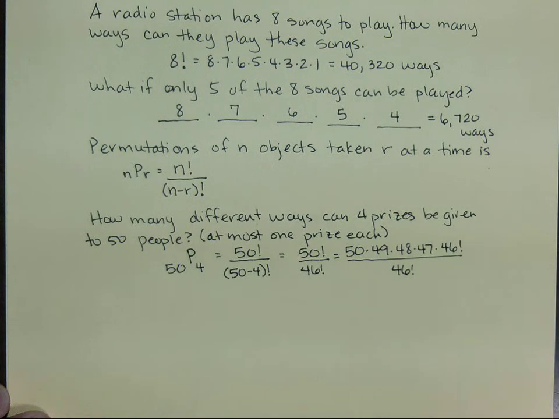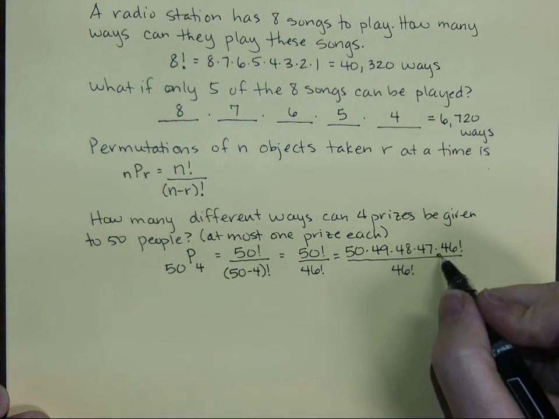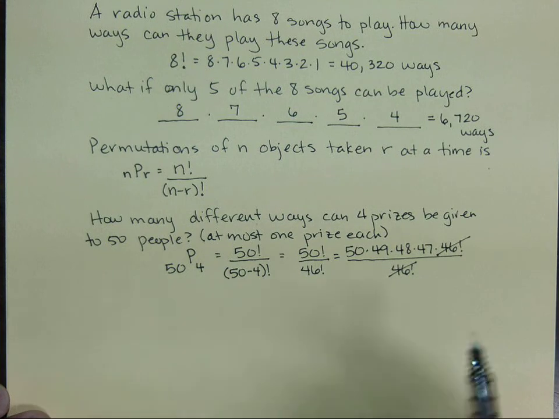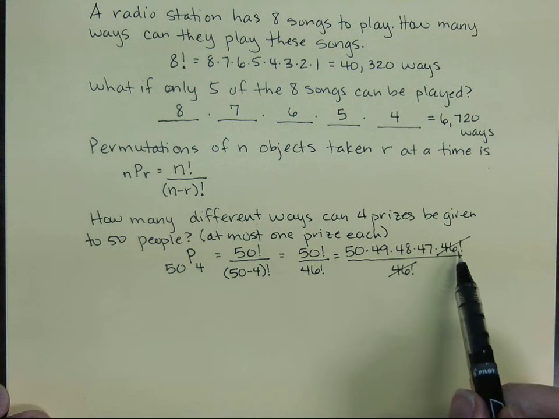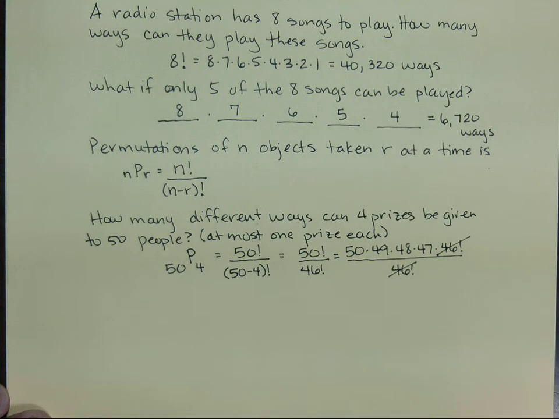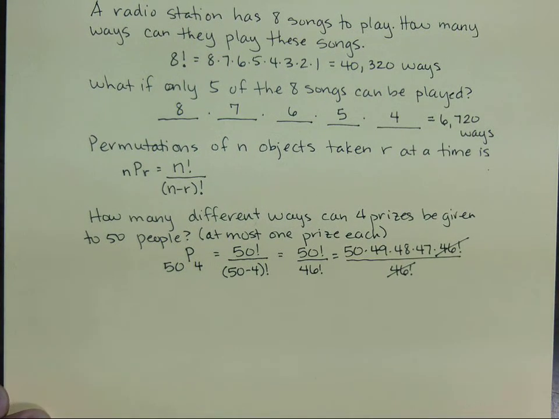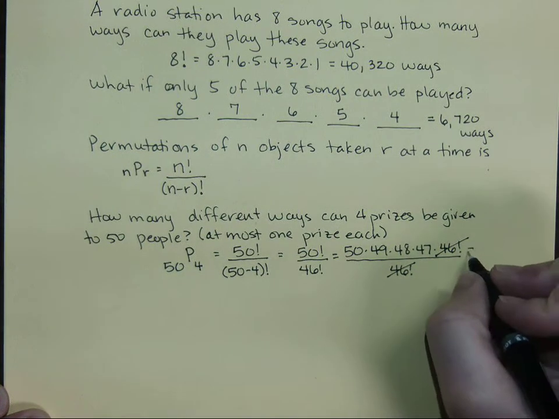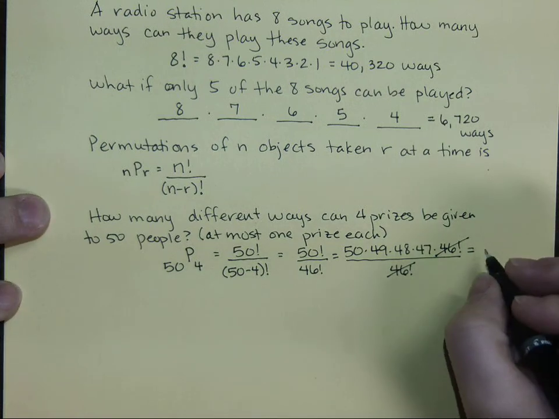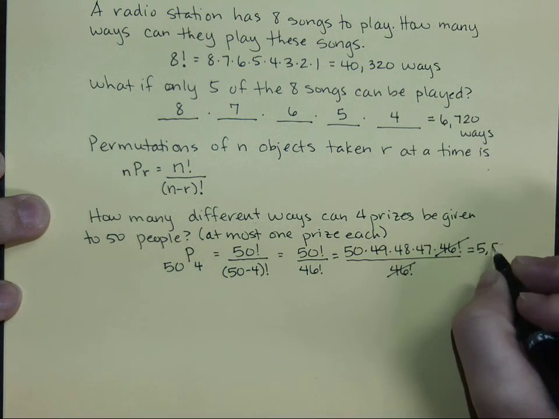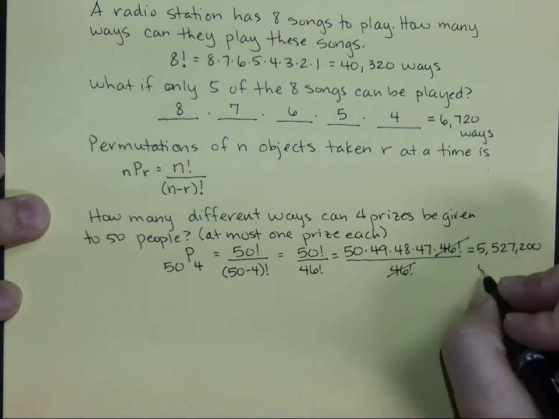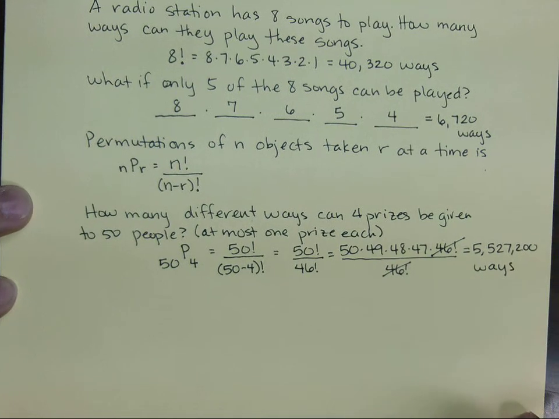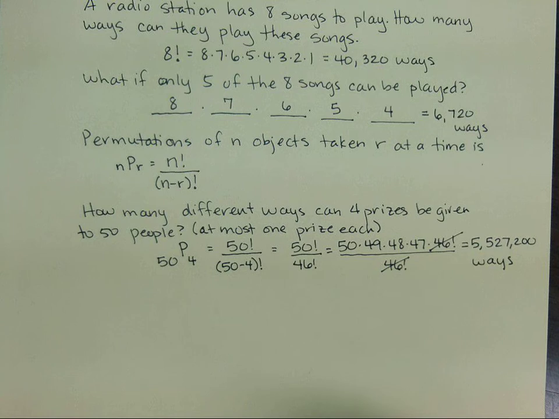The reason I'm going to do that is because that allows me to cancel out all of those chunks. Because this is the same as 46, 45, 44, all the way down to 1, and so is the denominator. So they have the same number of terms. And now I can just multiply these 4 numbers in my calculator. That's still going to give me a large number. So with 50 people, if I want to give them prizes 4 at a time, I have over 5 million different combinations that I can use.